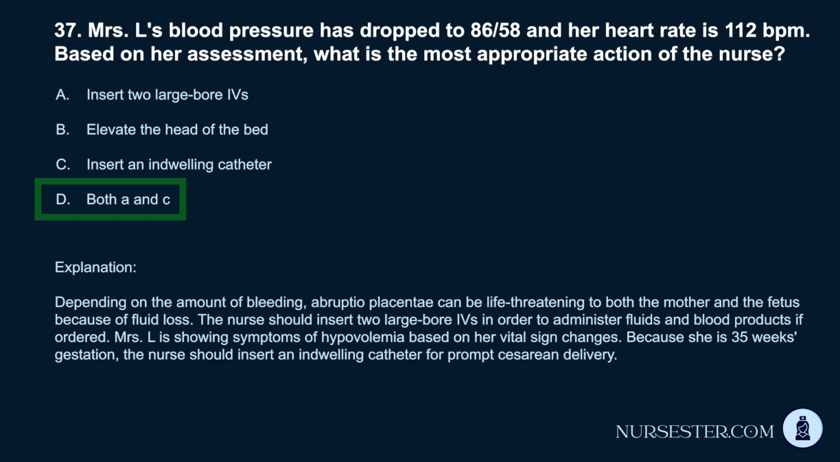Depending on the amount of bleeding, abruptio placentae can be life-threatening to both the mother and the fetus because of fluid loss. The nurse should insert 2 large-bore IVs in order to administer fluids and blood products if ordered. Mrs. L is showing symptoms of hypovolemia based on her vital sign changes. Because she is 35 weeks gestation, the nurse should insert an indwelling catheter for prompt cesarean delivery.